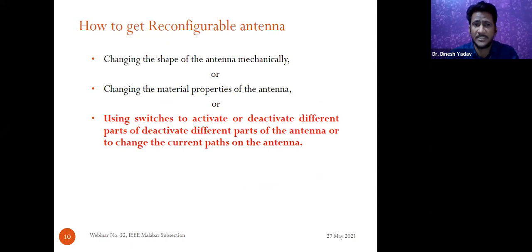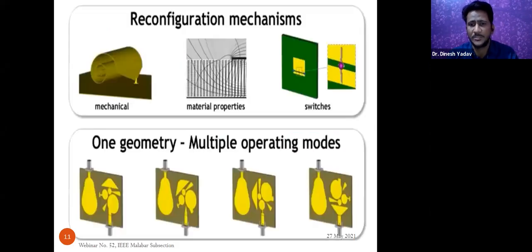So reconfigurability can come from changing the shape of the antenna. These are mechanically reconfigurable antennas. If we have a motor or something similar and we rotate around the feed line, then we get a mechanically reconfigurable antenna. Then materials: if we have different materials, and we apply an electric field and their dielectric constant changes, then these are called material reconfigurable antennas. And then switches. We will discuss more about the switches and the reconfigurability which I produced during my PhD, as well as continued with some of the students. So these are glimpses of the reconfigurable antenna.